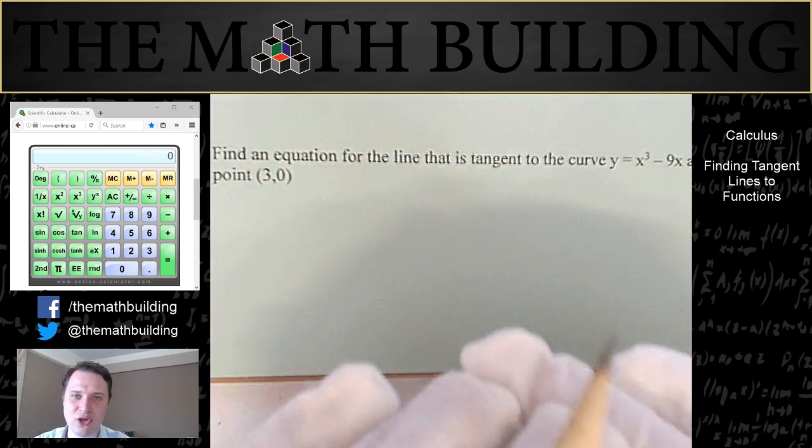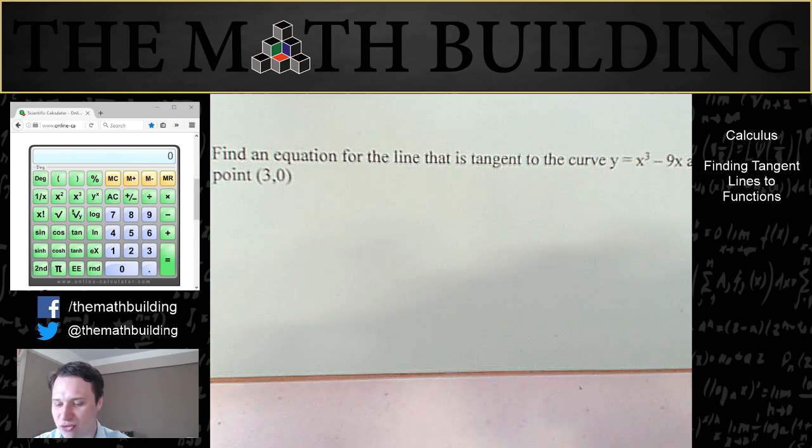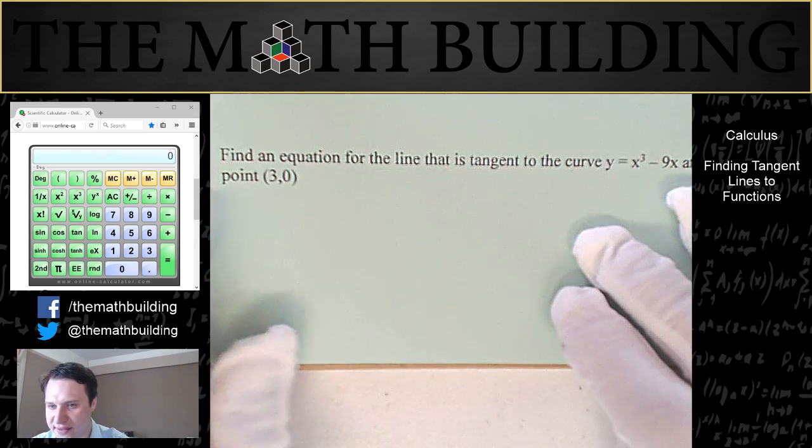We just used the power rule to find the derivative of a bunch of functions really quickly, and it was really nice. So now let's find some tangent lines.